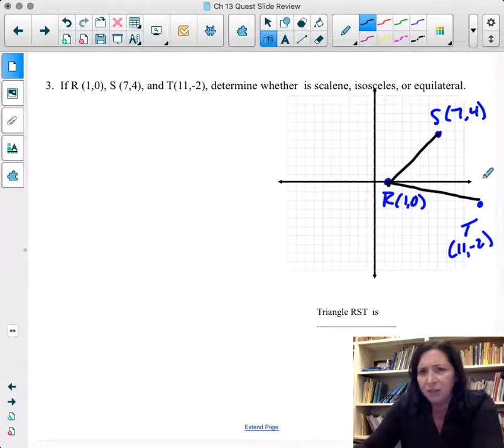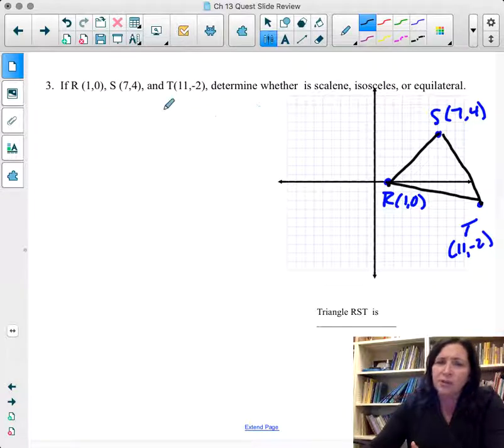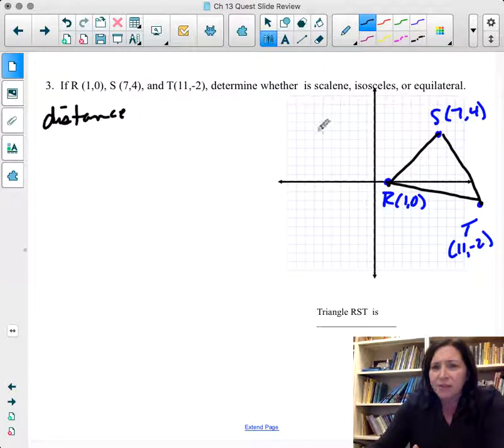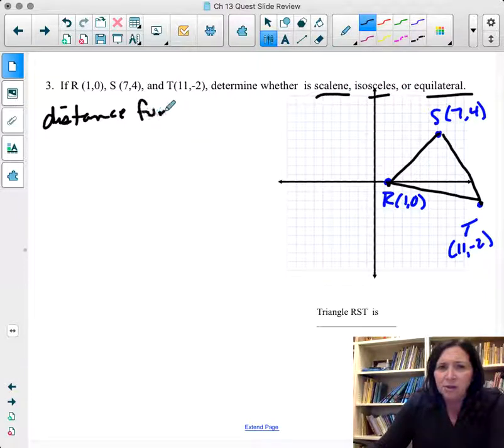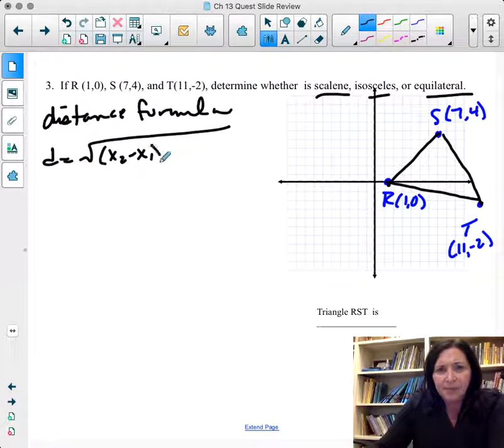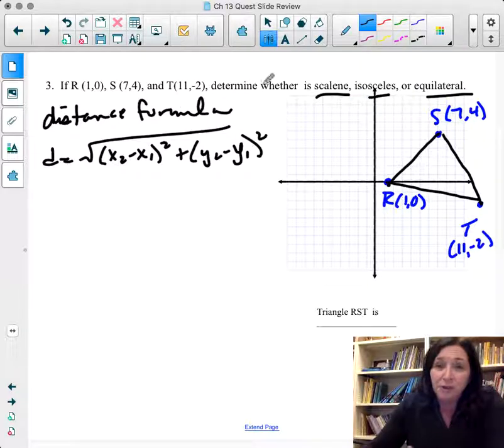Okay, so because they're talking about side lengths, your job is to use the distance formula in order to figure out the length of the sides. And once you have the lengths of the sides, you'll be able to tell if it's scalene, isosceles, or equilateral. So we're going to use the distance formula. If you remember what that is, the distance formula is equal to the square root of, subtract your x's, square that, plus subtract your y's, and square that. Okay, so we're going to do that three times.